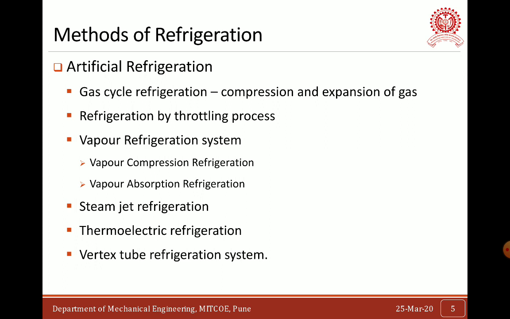The next one is the artificial refrigeration method. It includes gas cycle refrigeration, in which compression and expansion of gas is done, refrigeration by throttling processes, and vapor refrigeration systems. The vapor refrigeration system is subclassified into vapor compression refrigeration and vapor absorption refrigeration. These two are very common methods nowadays, and in this subject we'll concentrate on these two methods. Along with this, we have steam jet refrigeration, thermoelectric refrigeration, and the vortex tube refrigeration system.